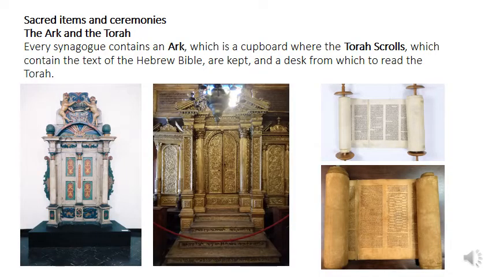Just some of the things that you might find: there are some sacred items and ceremonies, one of them being the Ark and the Torah. Every single synagogue contains an Ark, which is a cupboard where the Torah scrolls, which contain the text of the Hebrew Bible, are kept, and a desk from which to read the Torah. So you've got two pictures of an ark and what some of them might look like, and two examples of a Torah there.